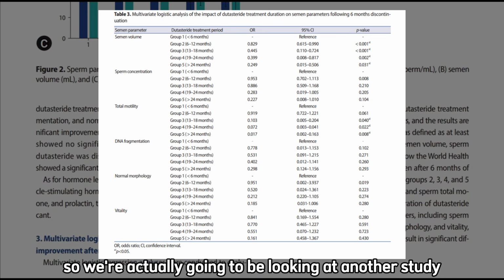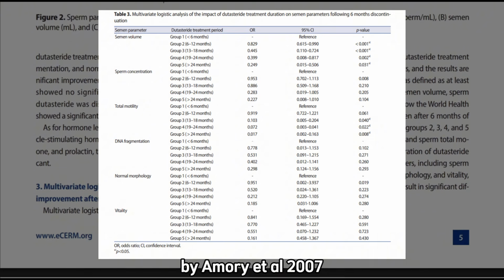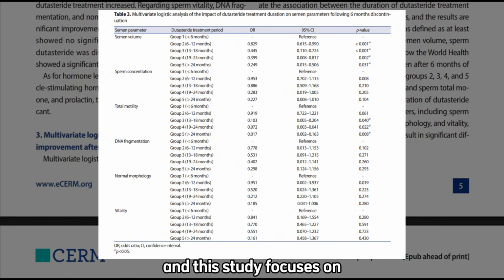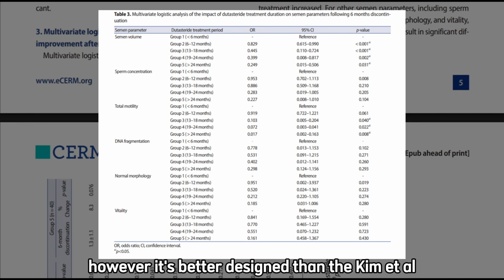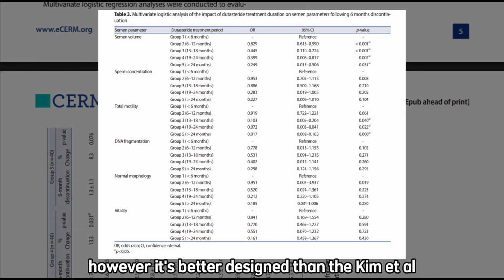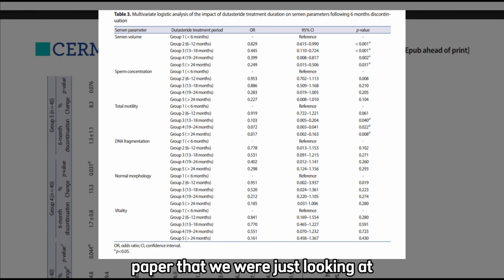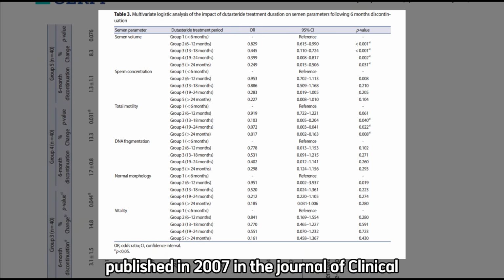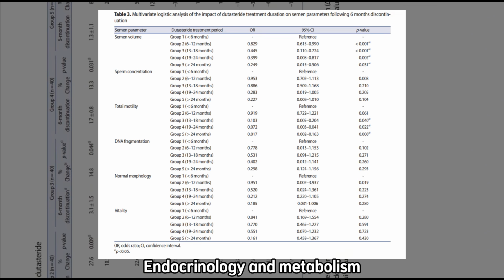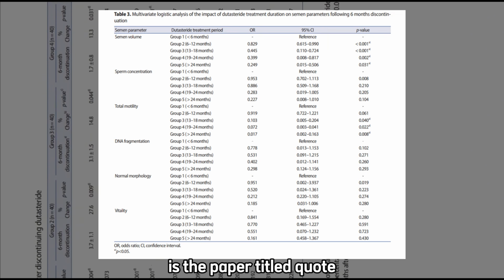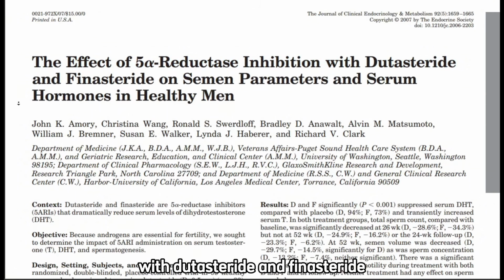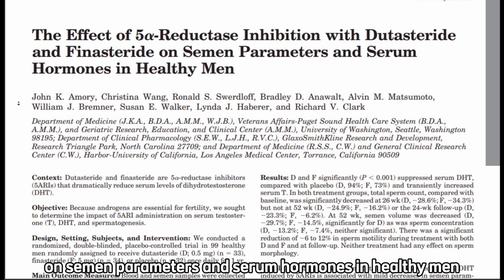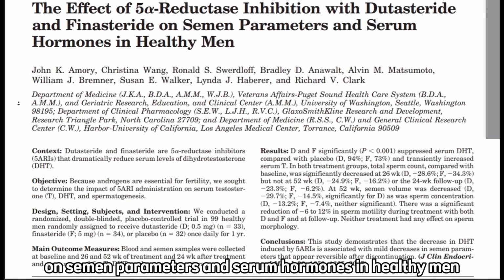So we're actually going to be looking at another study by Amory et al. 2007, and this study focuses on dutasteride and semen parameters. However, it's better designed than the Kim et al. paper that we were just looking at. Published in 2007 in the Journal of Clinical Endocrinology and Metabolism is the paper titled, "The effect of 5-alpha reductase inhibition with dutasteride and finasteride on semen parameters and serum hormones in healthy men."